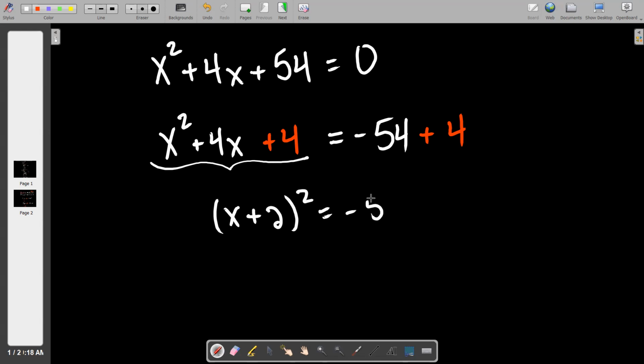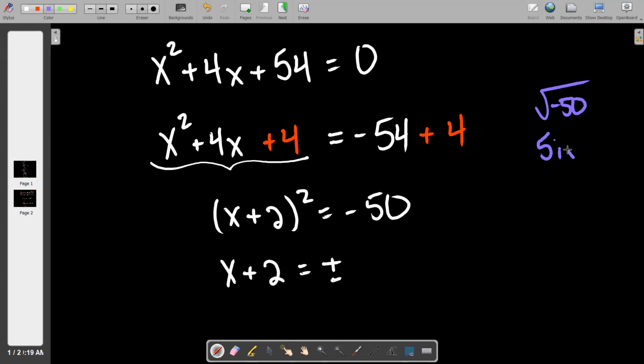you do get -50. You see how crippling it is in my line of work when someone says -58, right? It's like, oh my God. So yeah, we made it. And now what do we do? Square root. Let's root both sides. Left side becomes just normal x plus 2. And what do I put right away? Positive, negative. Got to insert it. And then we got to take the square root of negative 50. Definitely 5i root 2. Good.